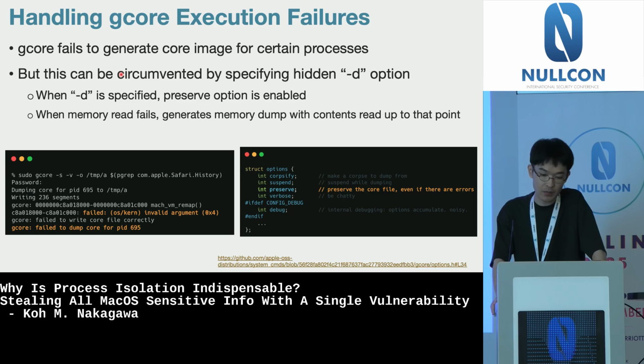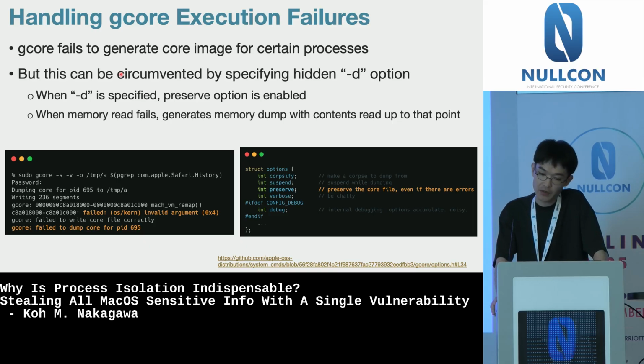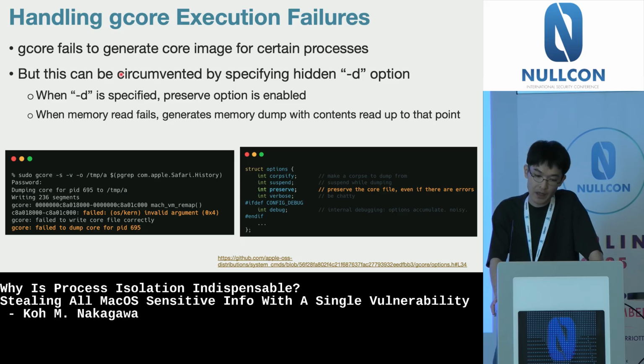However, gcore sometimes fails to generate a core image for certain processes. For example, it fails on com.apple.Safari.History, which handles Safari browsing history. When this happens, the core file isn't generated at all. But this issue can be bypassed using a hidden -d option in gcore. It's not documented in the man page, but you can find it in Apple's GitHub repository.